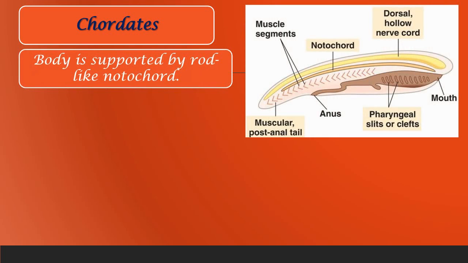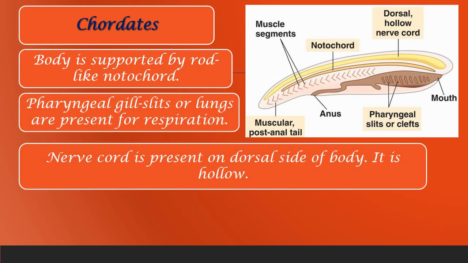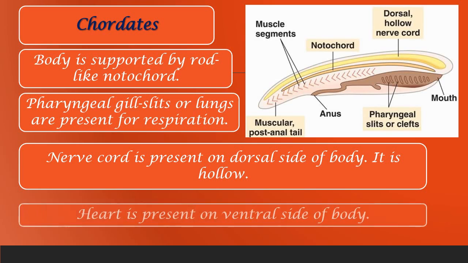Now let's see the characters of chordates. In chordates, body is supported by rod-like notochord. Pharyngeal gill slits or lungs are present for respiration. The nerve cord is present on the dorsal side of the body and it is hollow. Heart is present on the ventral side of the body.